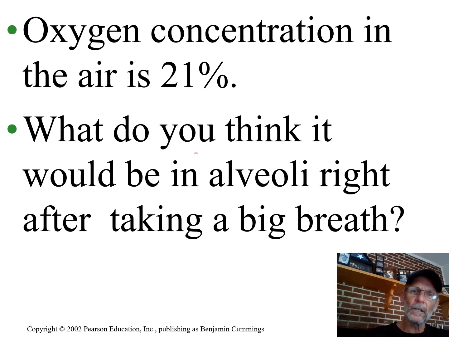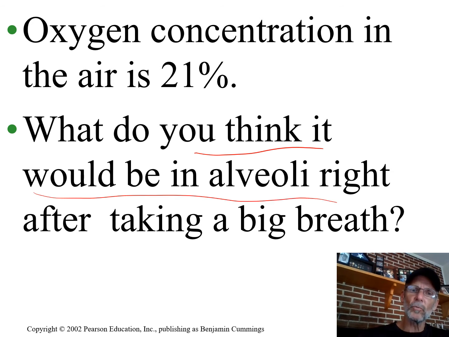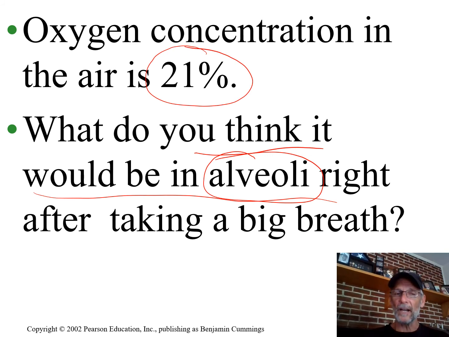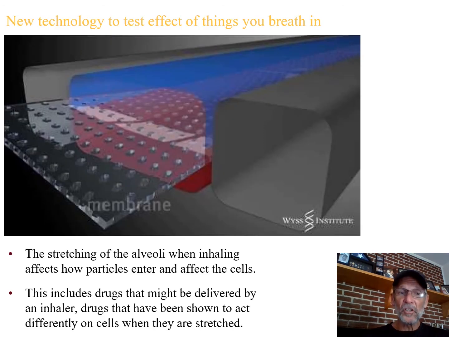So what do you think the concentration of oxygen would be in the air in your alveoli right after you took a big breath? You took a big breath and sucked in that oxygen in the atmosphere. That's about 21% oxygen, and most of it's nitrogen, right? And nitrogen doesn't really do much biologically. But how much do you think, more or less? I'll let you ponder on that. We'll talk about it in class. This is really neat. I'm going to show this in class. This is outside the syllabus, but this is a really neat technology.